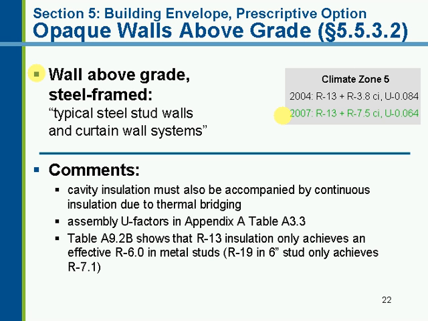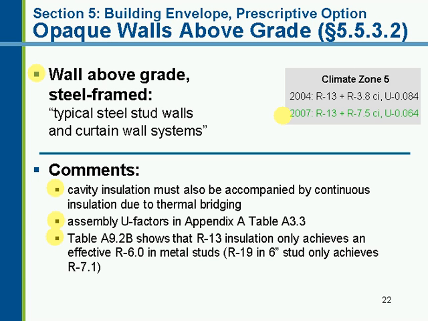So when you do this cavity insulation, again, it's very important to do this continuous insulation to address the thermal bridging. There are the assembly U factors in table A3.3, but there's also some good information at the end of Appendix A in table A9.2b that shows the effect and the derating of the insulation when you install it within the metal studs. So if you've got R13 insulation and you install it between 2x4s or Z-channels, you only achieve an R6.0.